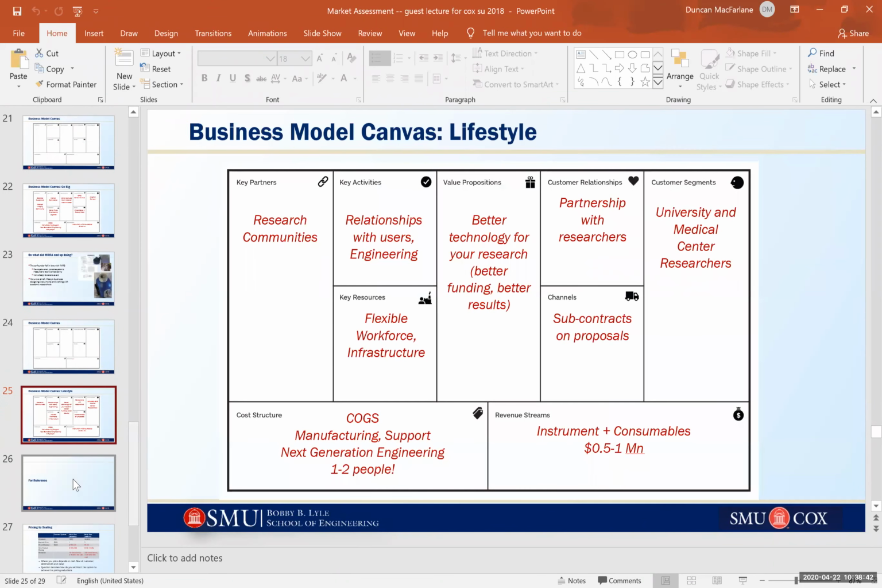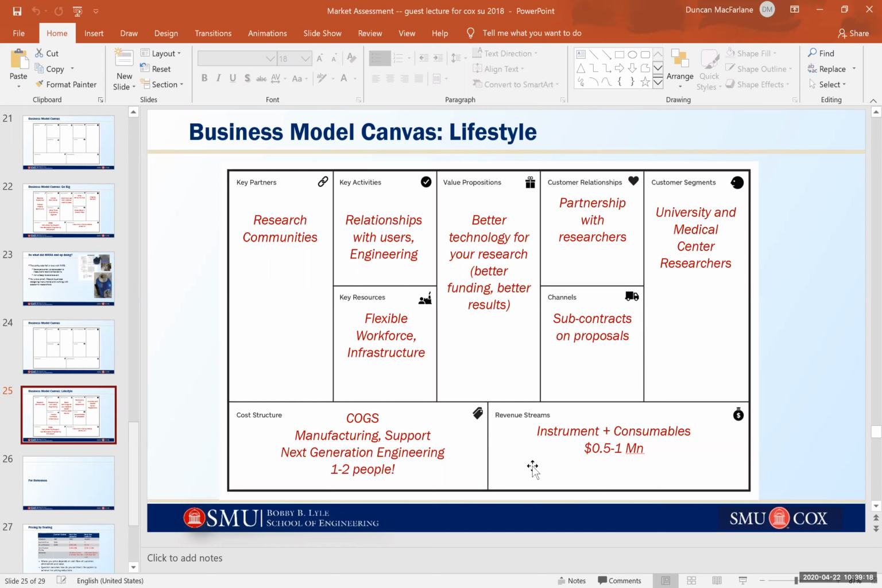And here's the final business model canvas for this one. It's just lifestyle: better technology for your research, better funding, better results. So very much not a mass market, individual partnership with researchers. They work at university and medical research centers, not in the hospitals proper. The channel would be to help them write proposals and get subcontracts on those proposals.